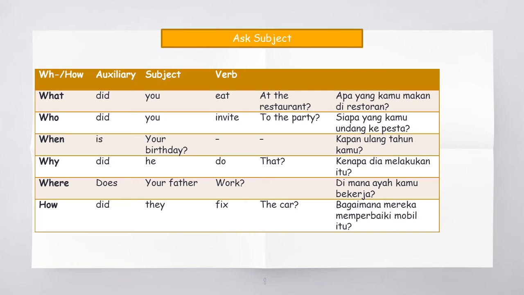And then, a WH question is usually used to ask about a subject or object. This is for asking about subjects. If you want to ask a question that has a subject, we must add the auxiliary verb. Like the example: What did you eat at the restaurant? Who did you invite to the party? And others.